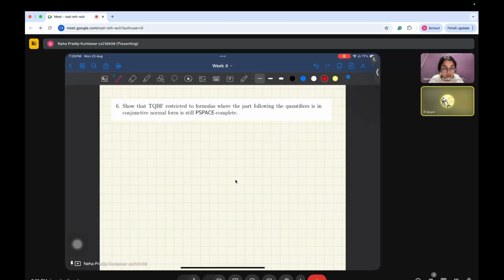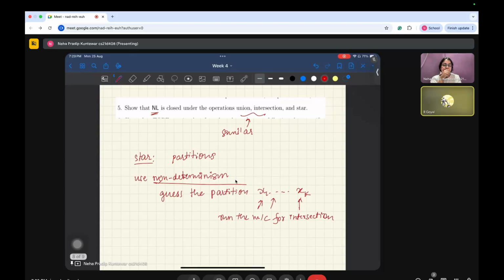I have a question at this point. Will this be true for just L as well? I guess no. And for L, what would be true? The union thing would be true. The complement thing would be true. Intersection would be true, but then star, we don't know whether it is true. Oh, we don't know. Okay, all right.